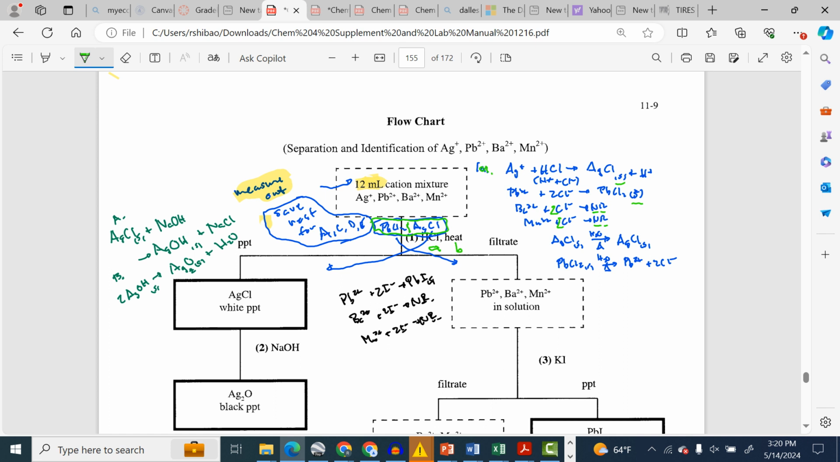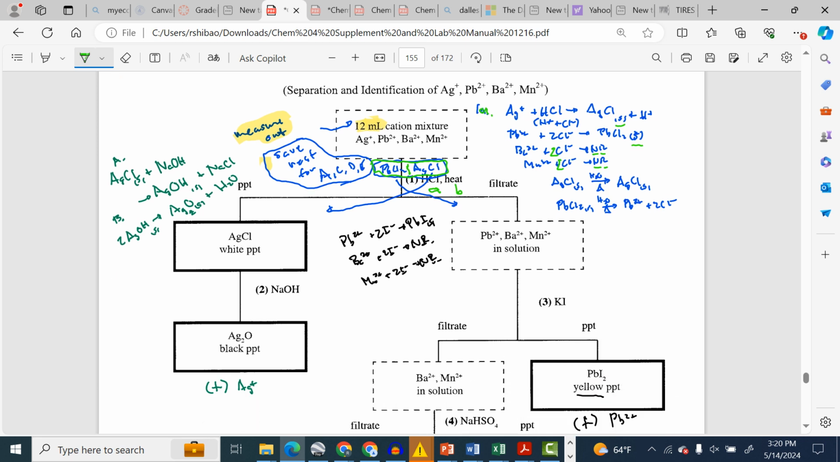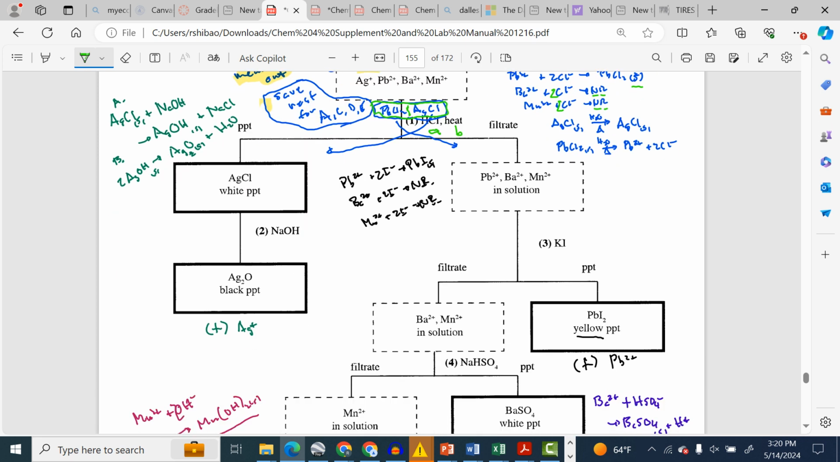Once all the lead dissolves, then you can take this solution and add potassium iodide. When we add potassium iodide, lead ions like iodide to form PbI2. PbI2 is a yellow precipitate here. However, the barium, no reaction. Manganese 2, no reaction. So the barium and manganese don't react. We just end up with yellow PbI2.